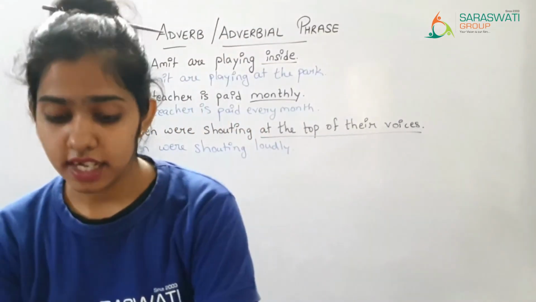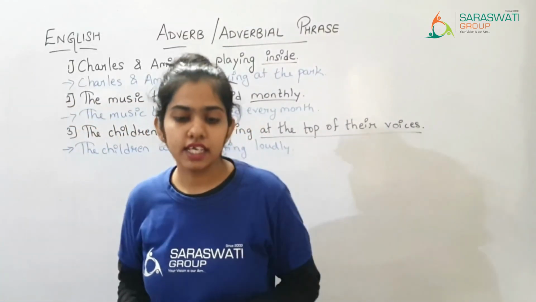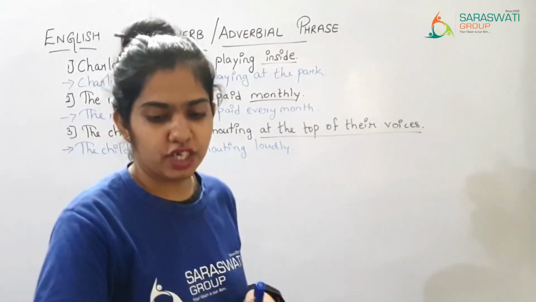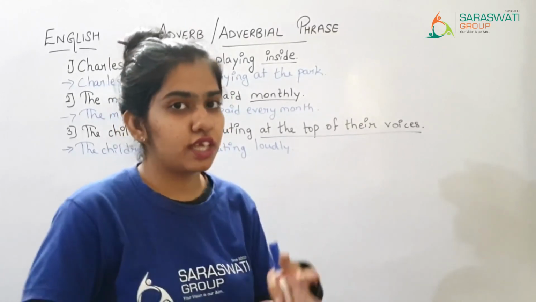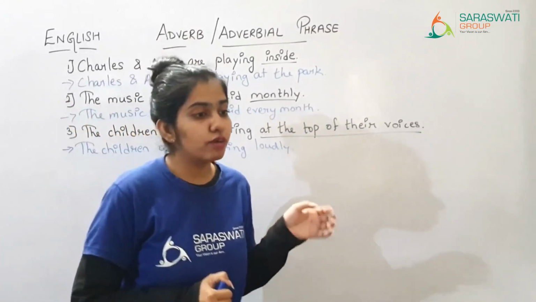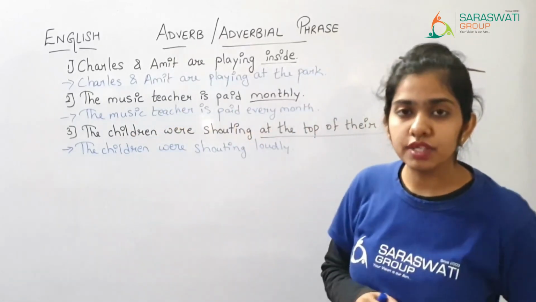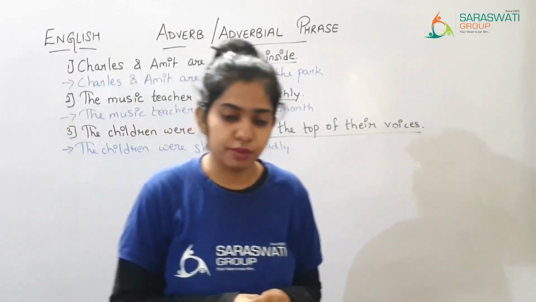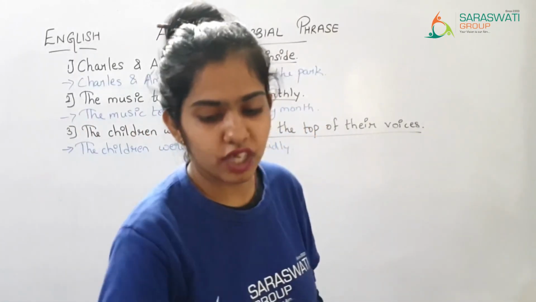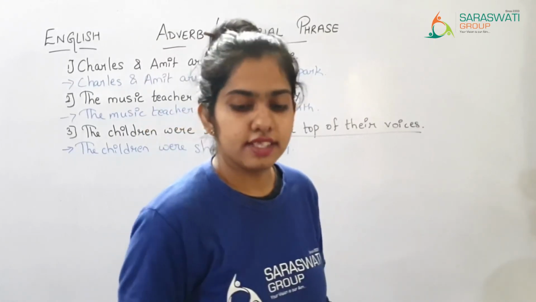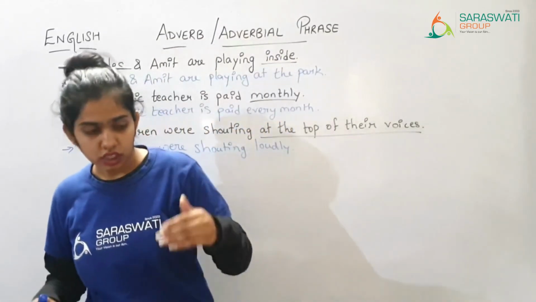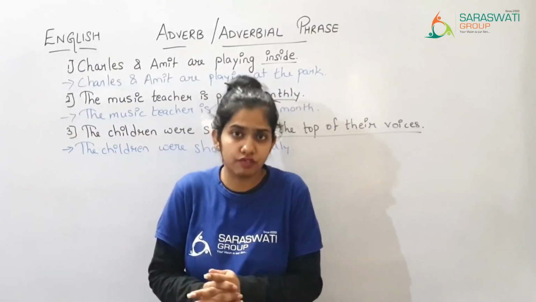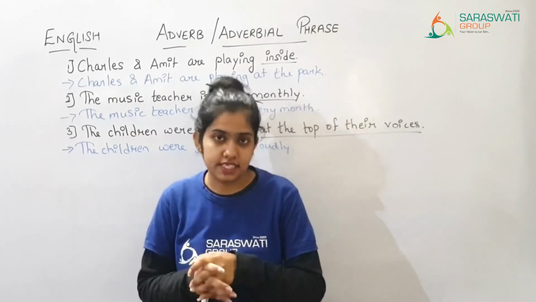Now let's see the next one. The cat was hiding underneath the table. Now we have to say an adverb, we have to convert it, because underneath the table is our adverbial phrase. So the cat was hiding underneath the table. That will only come because we cannot write anything else, as underneath the table only indicates that. There is no such word for that, so we will keep it as it is.